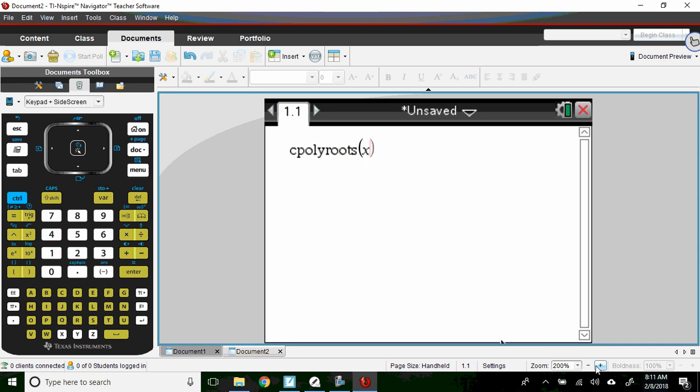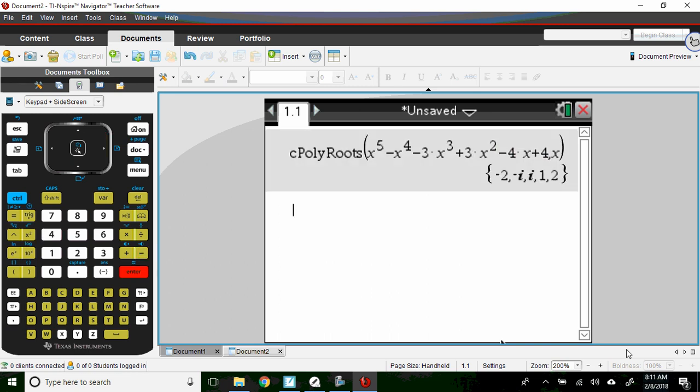I think our first example was what, x to the 5th? And then what? What was it, plus x to the 4th? Thank you, minus x to the 4th, minus 3x to the 3rd plus 3x squared again, okay? Minus 4x plus 4, thank you. And there it is, that fast, just the press of the enter key, and the calculator can find them that fast.